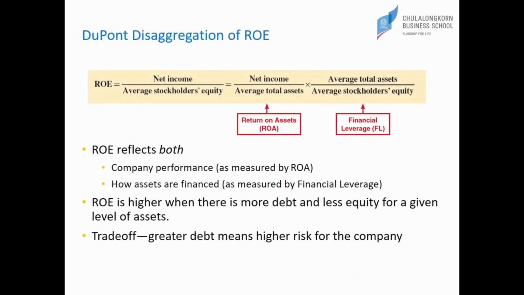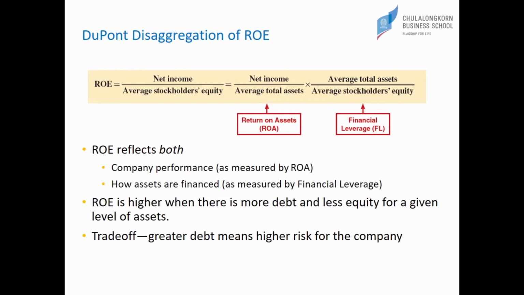Okay, and DuPont disaggregation of ROE. This is the very basic form of DuPont disaggregation. So ROE, which is net income over stockholders' equity, can be disaggregated into ROA and the financial leverage. So it shows the profitability and leverage right here. So this ROE can reflect both of this company's performance, which is measured using ROA, and it also shows how its assets are financed, which we can see through looking at this financial leverage.